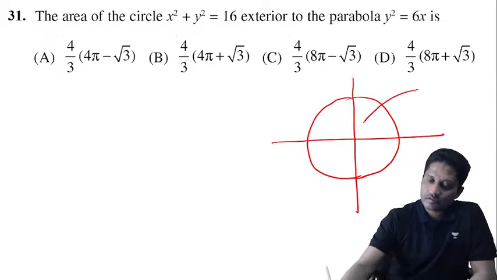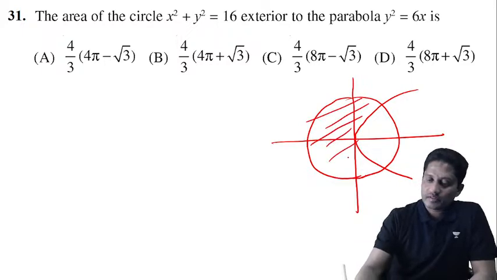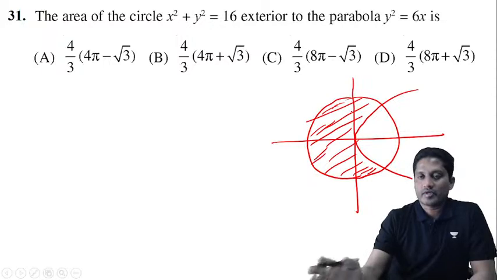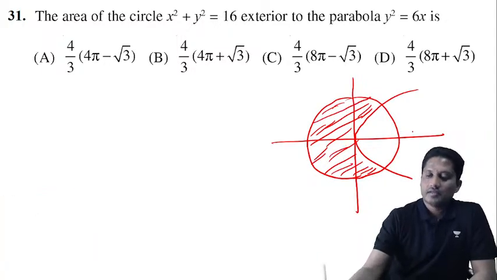And then y square is equal to 16x. I should find the area of the circle and exterior to the parabola. That is this area. The interior part is inside the parabola, the exterior part is outside. I'm supposed to find out this area.